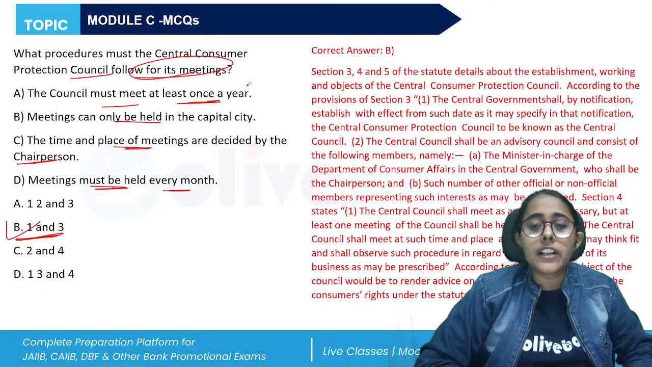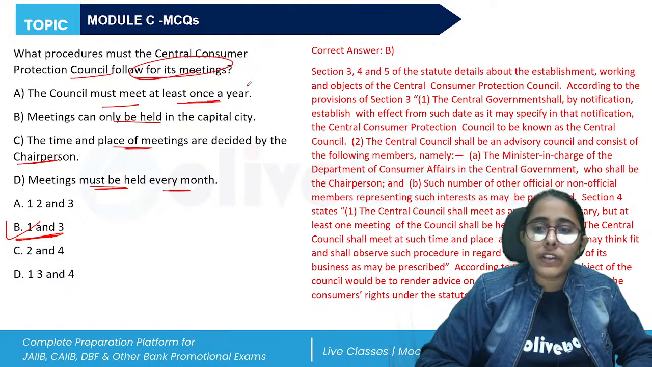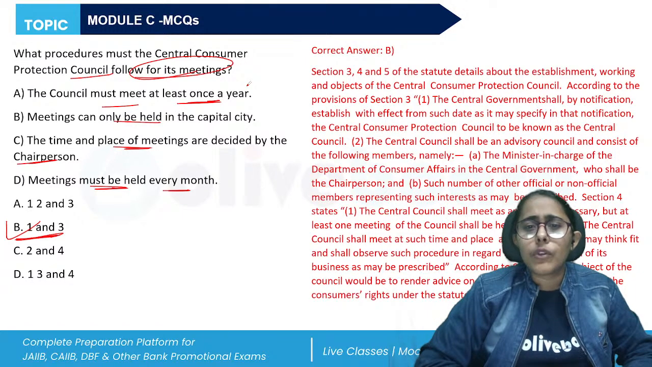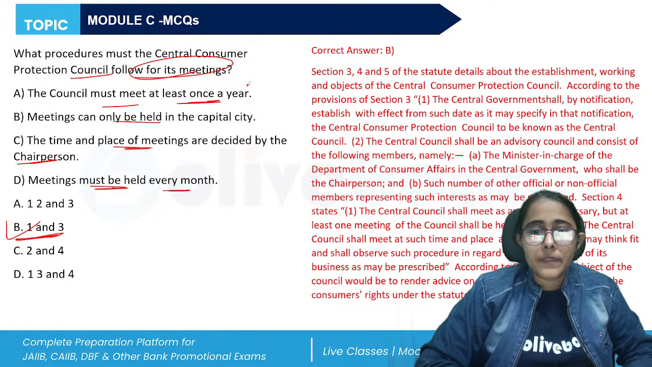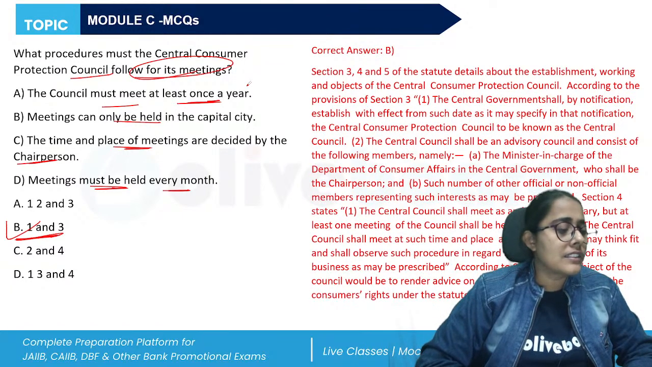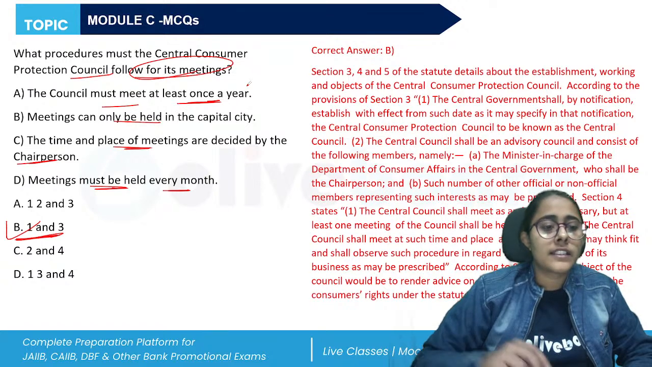So the central government may notify from time to time where the Central Consumer Protection Council has to be set up. It will consist of members like the minister in charge of the Department of Consumer Affairs, and any members, official or unofficial, that are prescribed, who have expertise in the particular field. The time and place of the meeting shall be conveyed by the chairperson. Okay? And basically, the object of the council would be to render advice on the promotion and protection of the consumer rights under the scheme. So the correct answer is 1 and 3.